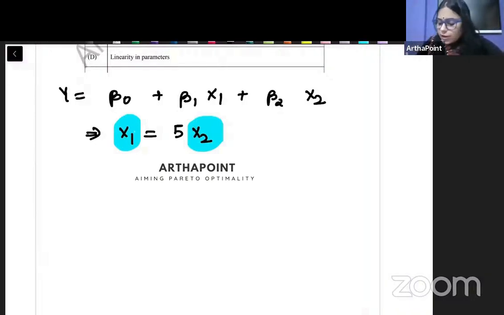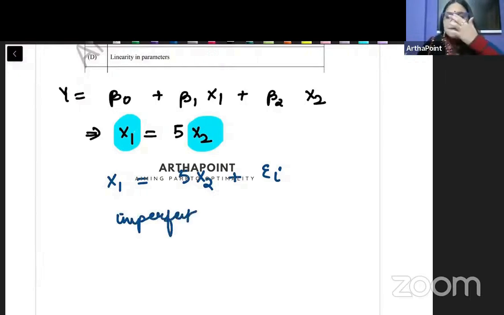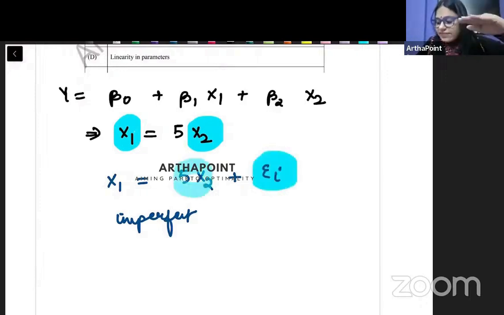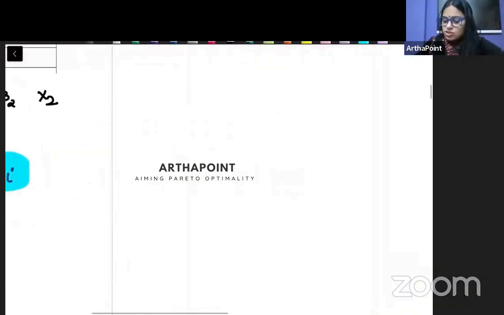Suppose this would have been x1 is equal to 5x2 plus some error term. Now this is multicollinearity but imperfect. Because now I don't know what this error term can be. x1 जो है 5x2 से थोड़ा ऊपर भी हो सकता है. It can be a bit more. थोड़ा नीचे भी हो सकता है. It can be a bit less. So x1 will be around 5x2 but a little more or little less. थोड़ा ध्यान से समझो बच्चे.